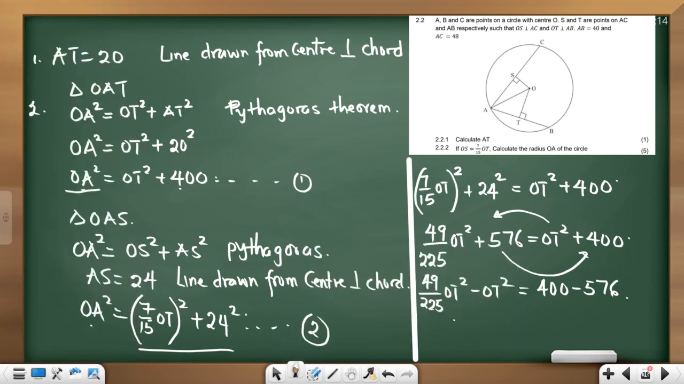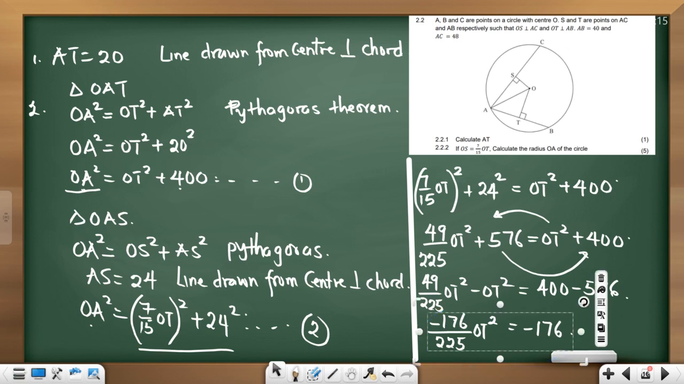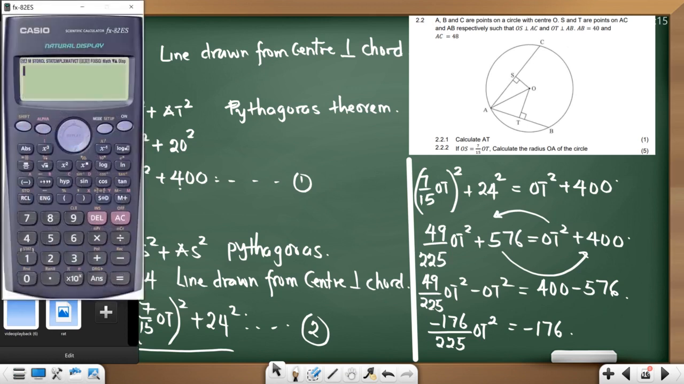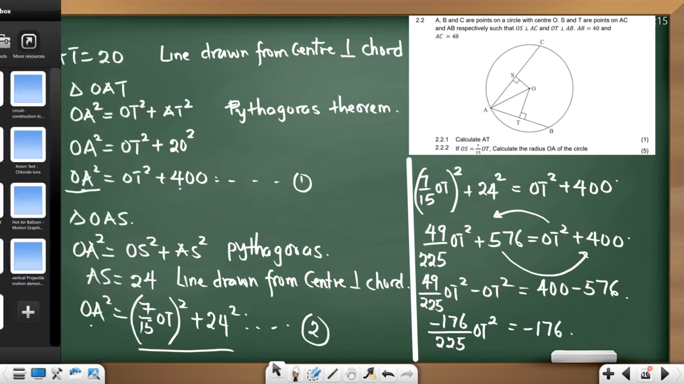Okay. Remember, this is minus 1, so it's minus 176 over 225 OT squared equals to minus 176. 400 minus 576. Okay, we're just doing maths now. I hope you understand how I got my minus. It's 49 over 225. Let me do this for everyone. 49 over 225. Because they are like terms, we subtract. That's where I got my negative 176 from. Okay.